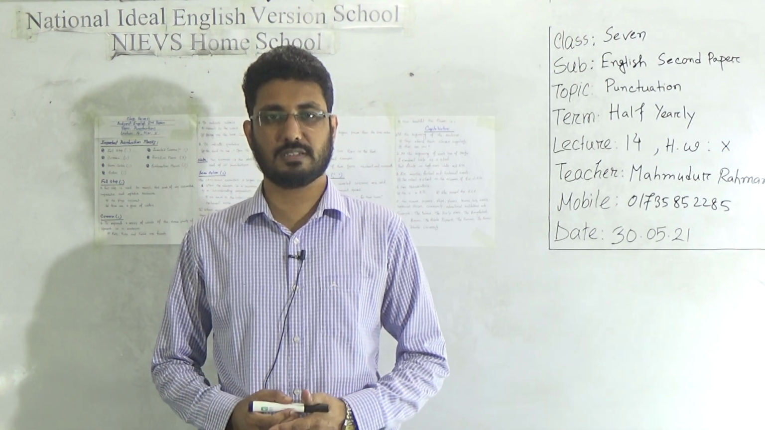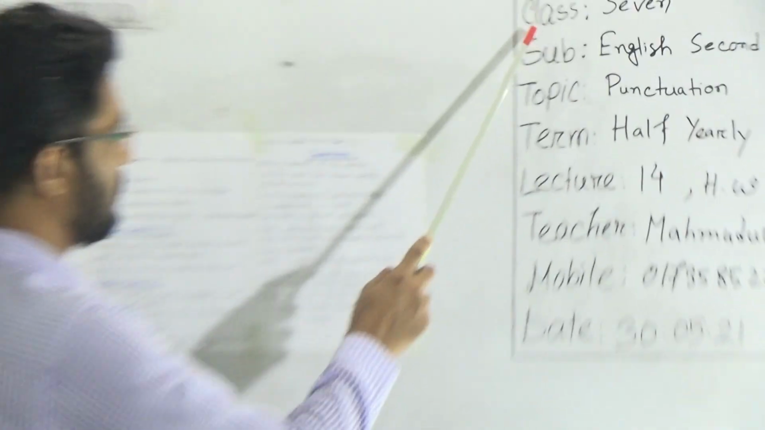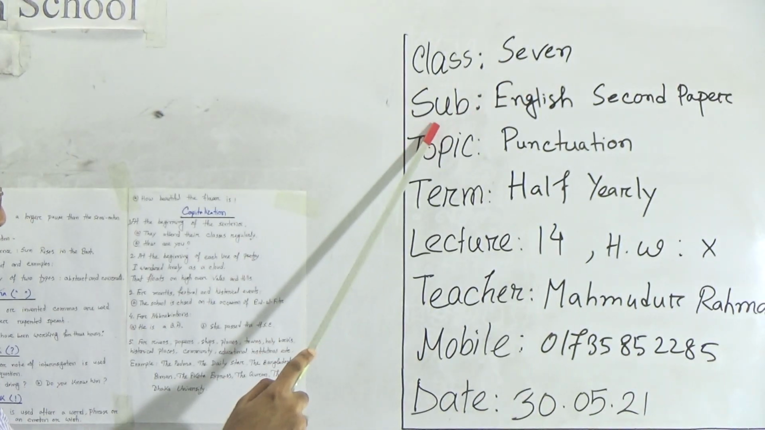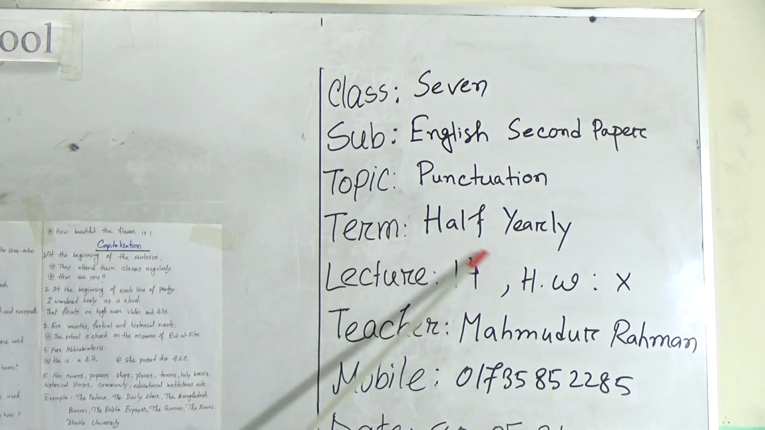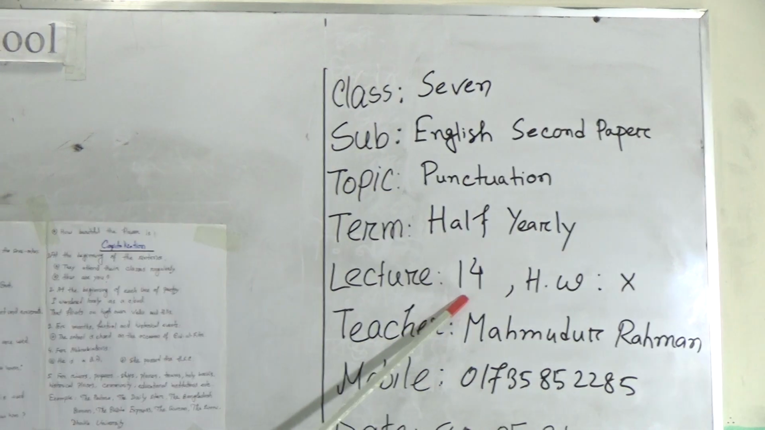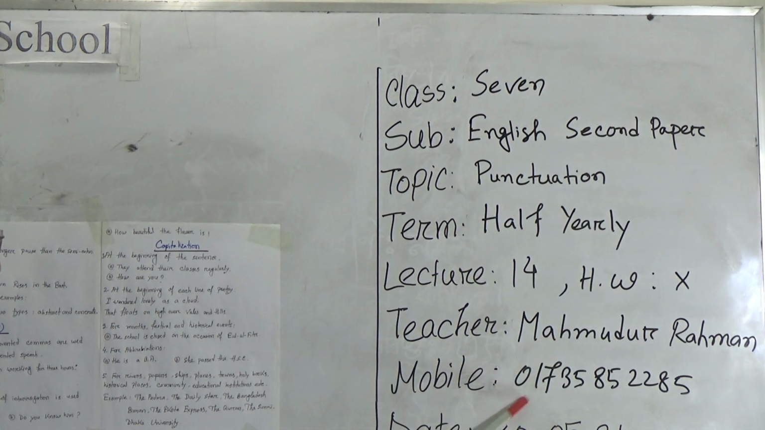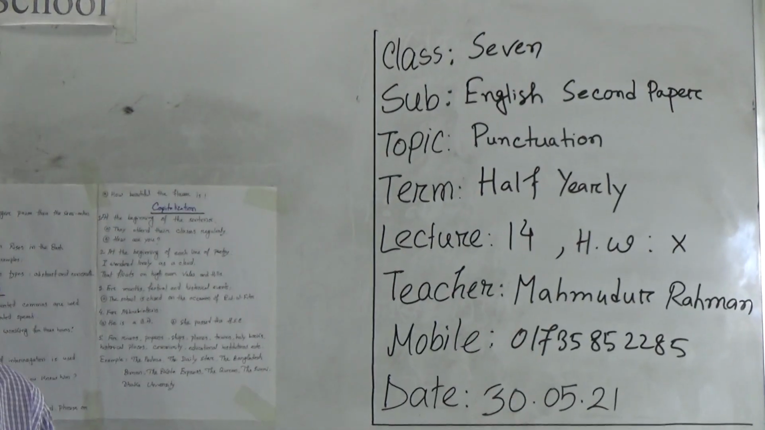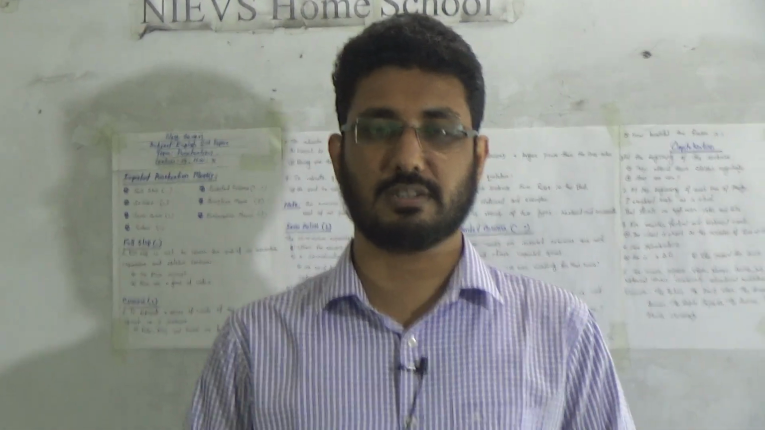Okay dear students, let's look at the board at first. This is the class for the students of class 7. Our today's subject is English second paper, topic punctuation, term half yearly. This is your lecture number 14. I repeat again, this is your lecture number 14 and you don't have any homework for this class. Teacher Mahmudur Rahman, and this is my phone number 01735852285. At first we will learn what punctuation is.